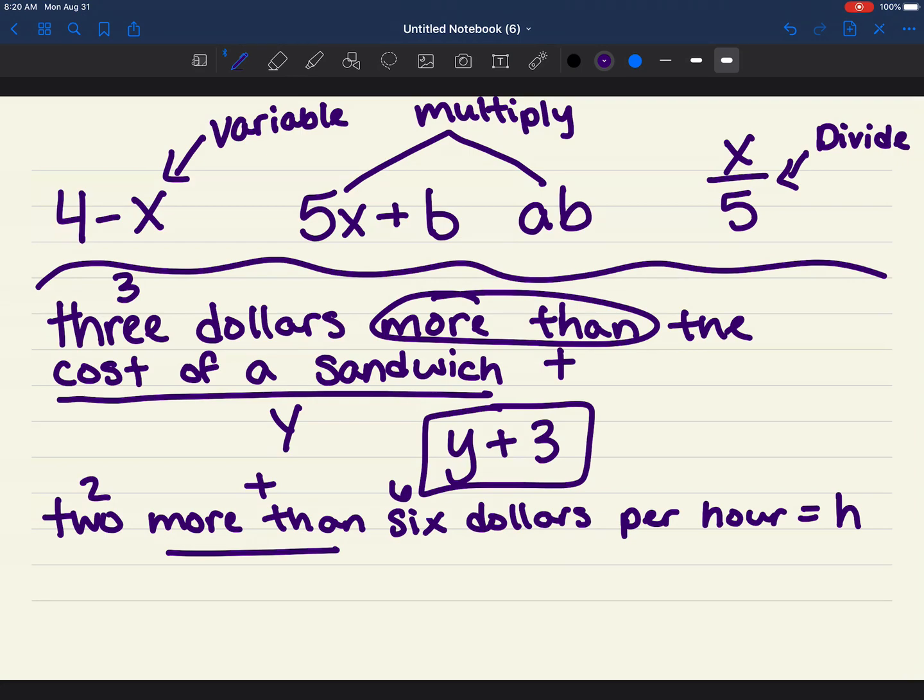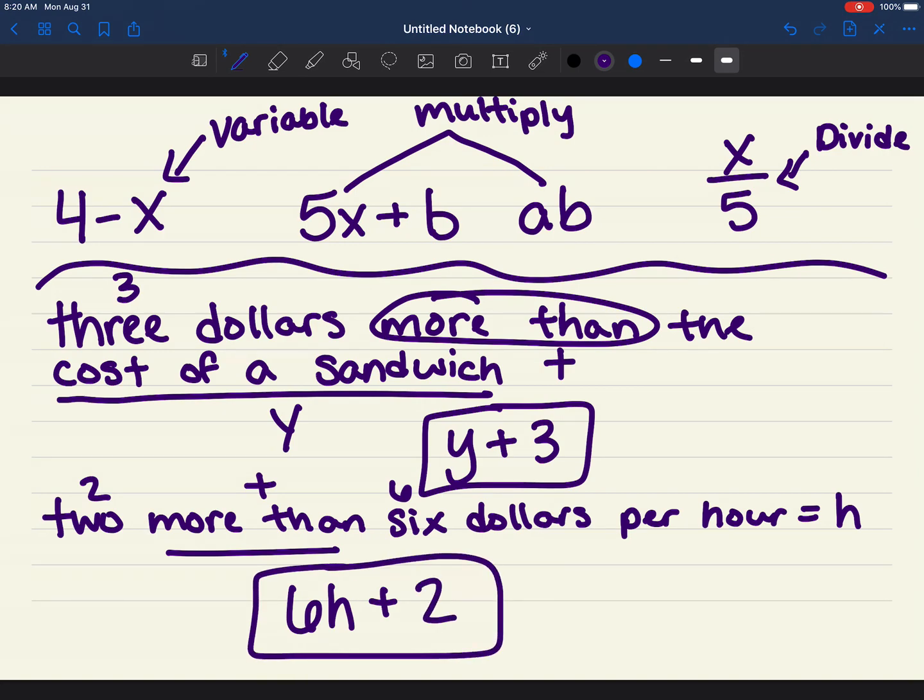All right, so again, we have that word more than. So we're going to start with what comes after it. So $6 per hour. How would I show $6 per hour? Good, 6 times H, or just write together 6 and H. And then what am I going to put after that? Plus what? 2. Plus 2.